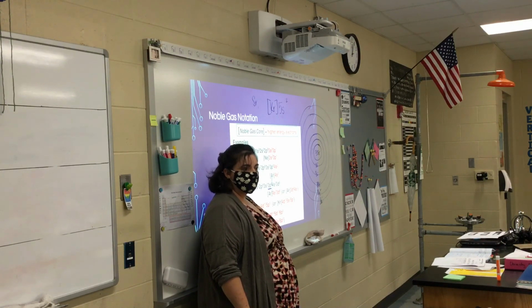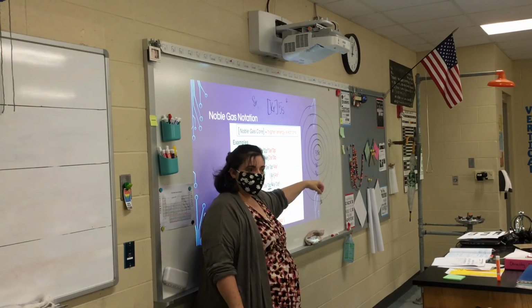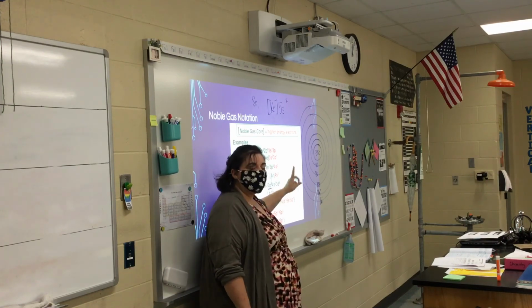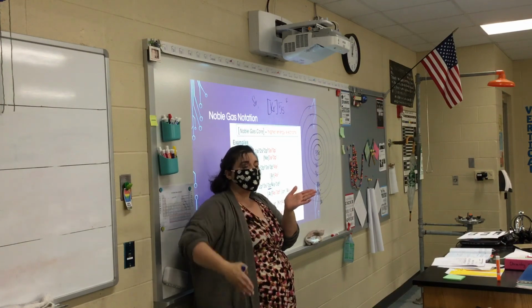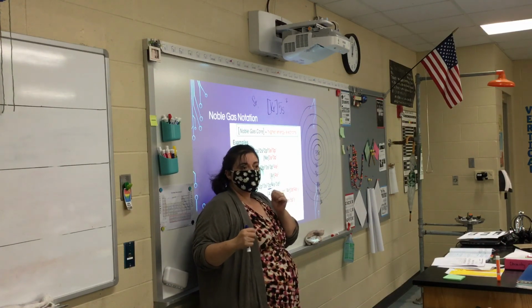Each one of these electrons represents a spot on the periodic table. Wait, so do you always go over 6? Right, because for noble gases, we have to go p1 through 6 to get to that last column. The last column is the noble gas. Okay?